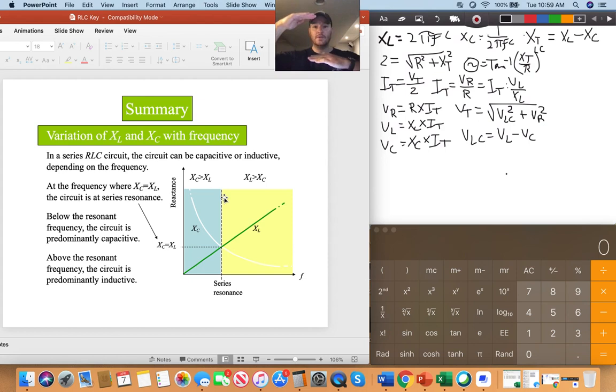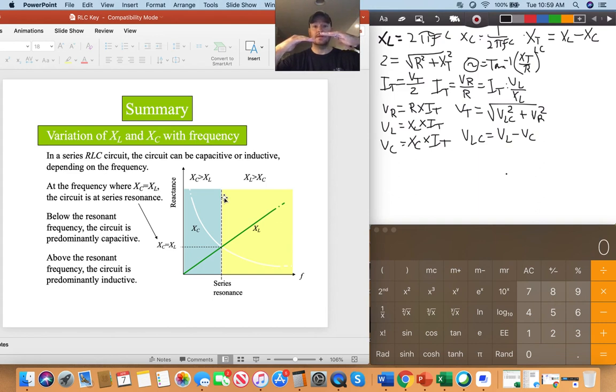And as my frequency changes, the voltage drop across my capacitor starts to drop and the voltage drop across my inductor increases. Right when they are equal, this is the resonant frequency, and they completely cancel each other out because, as you can see in the formula here, they're subtracting each other. So let's say they're both 5 volts, they're subtracting each other perfectly.